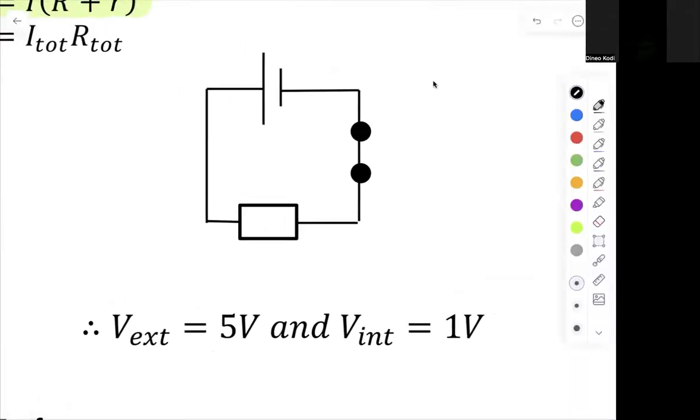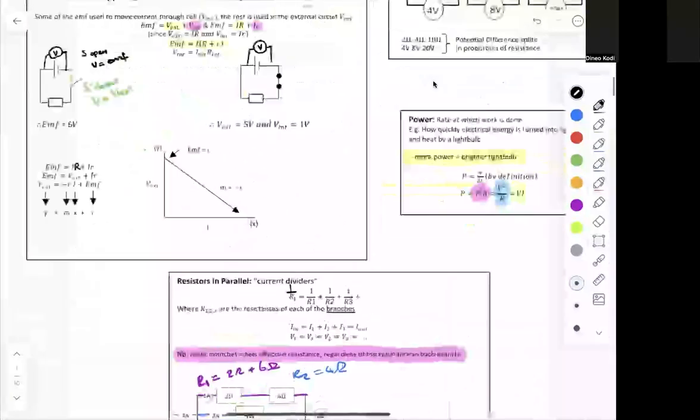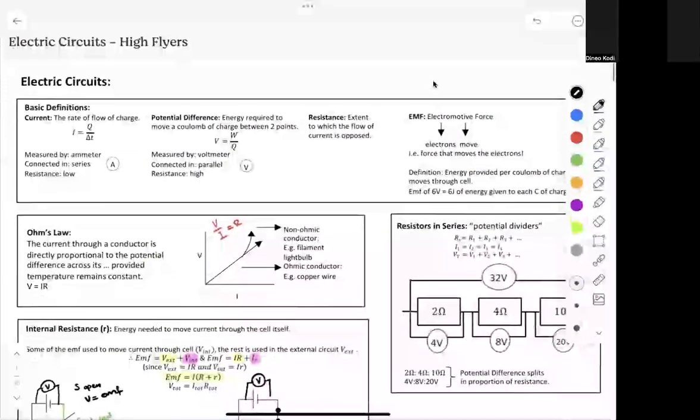So that voltmeter that we used to have up here, that red 6 volts will now probably read 5 volts because it's my V external. And the V internal will be 1 volt maybe, or whatever it is, depending on what my internal resistance was. Okay, that's a quick little overview on our electric circuits, right?